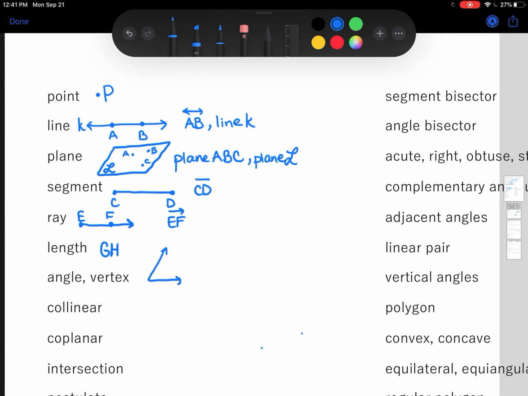To name an angle, we can name it by its vertex, angle V. If there's more than one angle V, you probably want to throw in some more letters. Always making sure that the vertex is in the middle though.